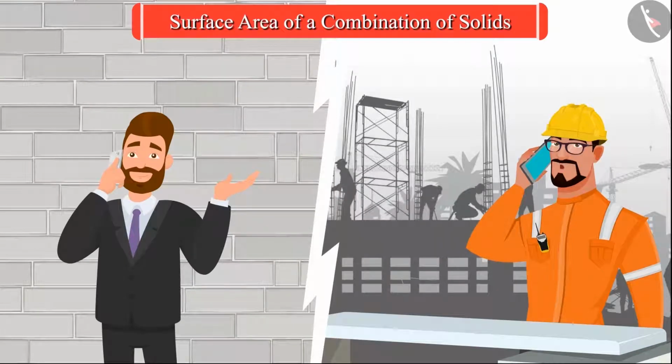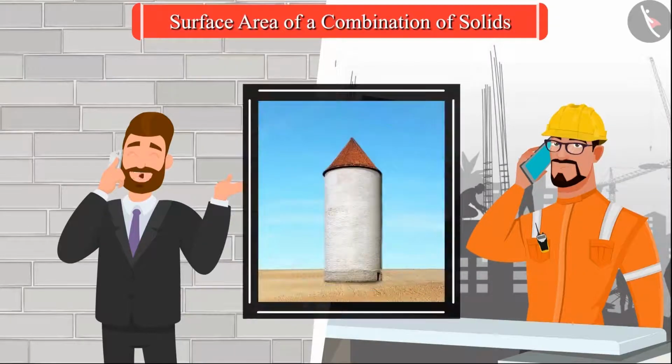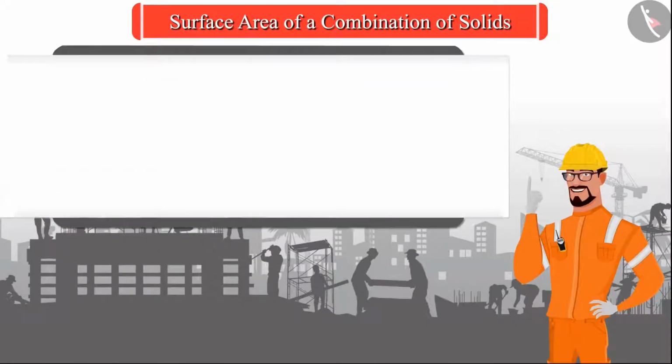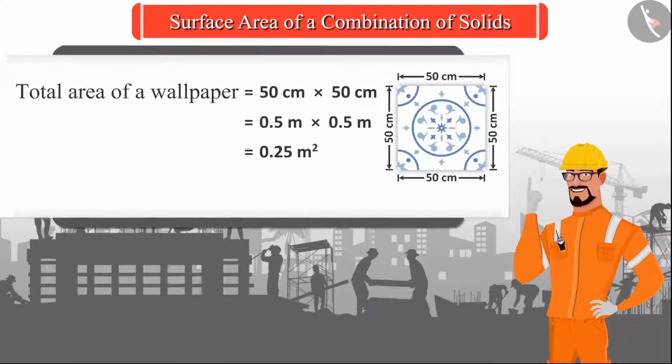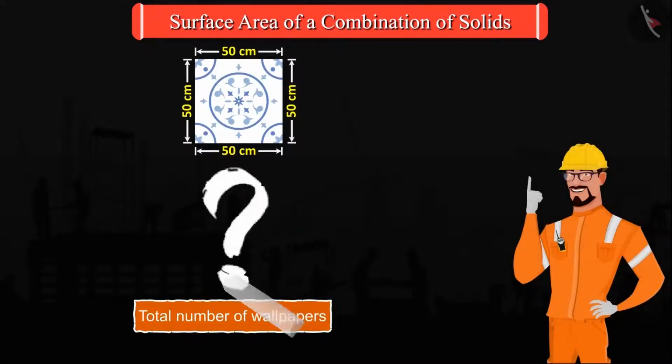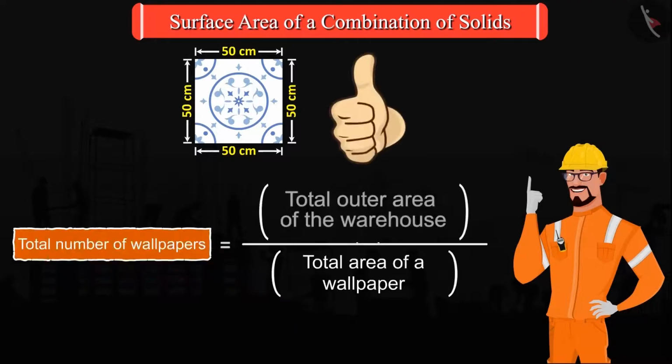Sure. But before that, can you tell me about the shape and the measurement of the warehouse? The company's warehouse is in the form of a combination of a cylinder and a cone, whose heights are 100 meters and 40 meters respectively, and the radius of the base of both is 30 meters. Okay, I'll tell you in some time. The engineer first finds the total area of a wallpaper. What will the engineer have to do to find the total number of wallpapers? Good. For this, the total outer area of the warehouse is to be divided by the area of one wallpaper.